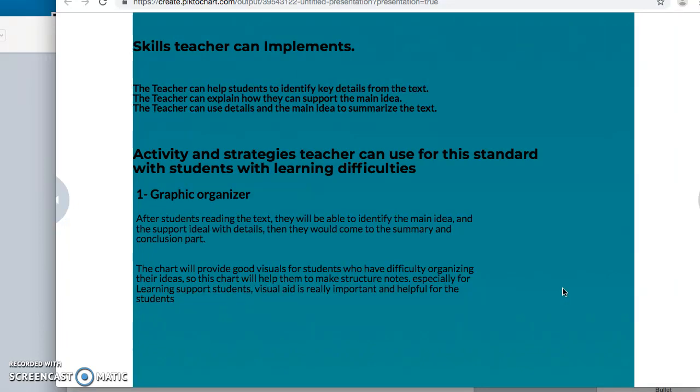The first activity and strategy we choose for this standard can be the graphic organizer. After students read the text, they will be able to identify the main idea and supporting ideas with details. Then they would come to the summary and conclusion part. The chart will provide a good visual for students who have difficulty organizing their ideas. So this chart will help them make structured notes, especially for learning support students. Visual aids are really important and helpful for the students.